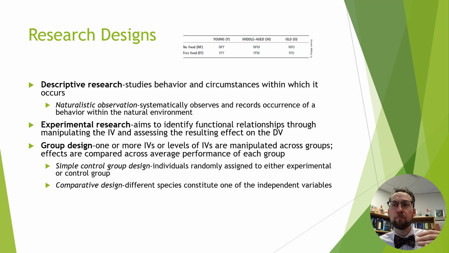Remember, a level is kind of like a condition, right? So if you give people chocolate, or what else do we have? It was just Christmas. A candy cane or just a placebo. These are three levels of one independent variable. Yep. They're manipulated across groups in a group design. And the effects are then compared across the average performance of each group.